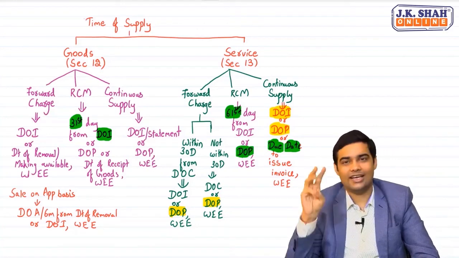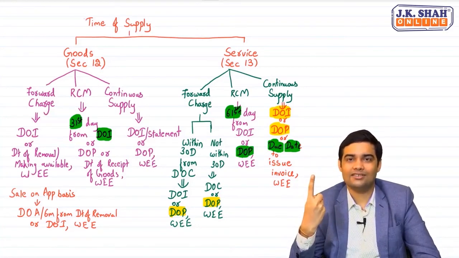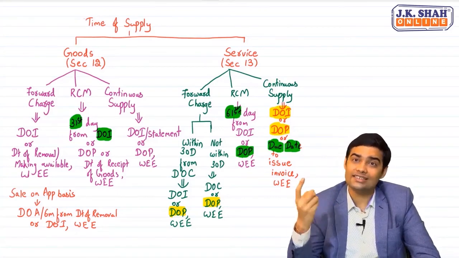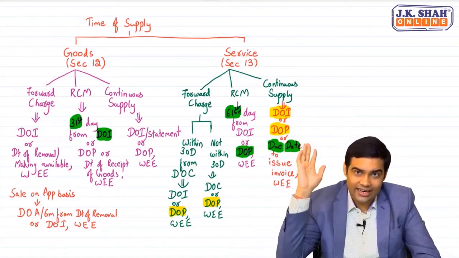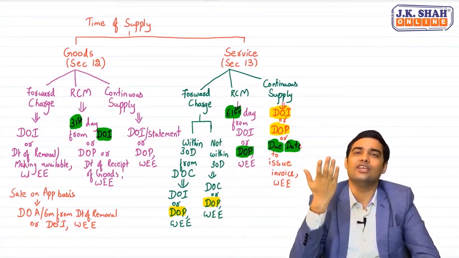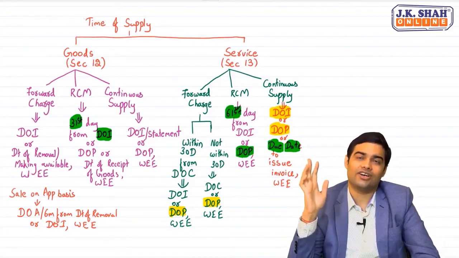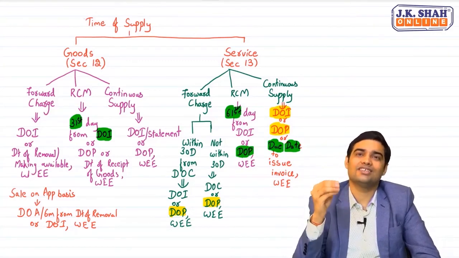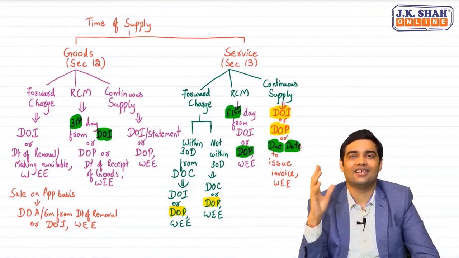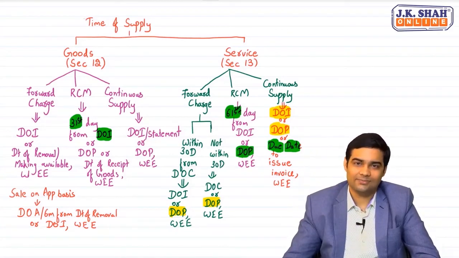Clear? So there can be 3 cases. If payment date is ascertainable, then the due date to issue invoice is the date mentioned in the contract. If payment date is not ascertainable from the contract, then use date of payment. If payment date is based on completion of a contract, then completion of each event will be regarded as due date to issue invoice. Clear?